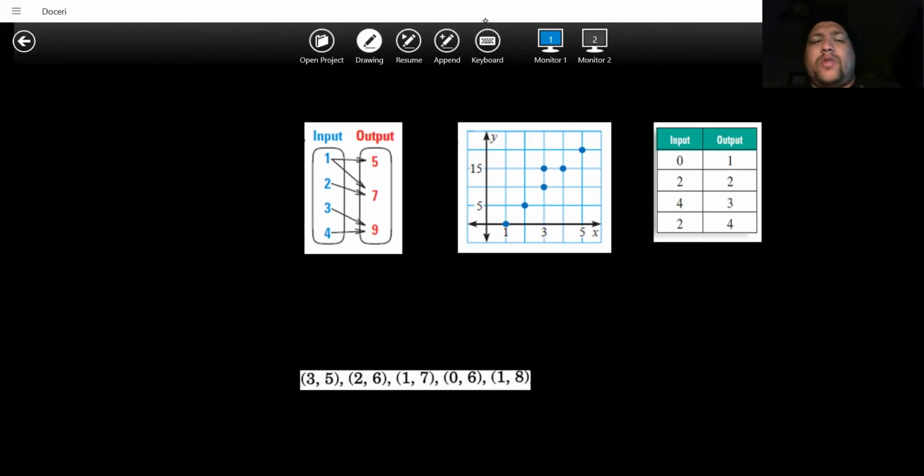Tell me what the first one, input and output, is a mapping. We have the second one being a graph, third one being a table, and the last one being coordinate pairs. So try those out. If you have any questions, let me know what you guys have. Please comment in the sections if you guys need to. I'll be checking on these tomorrow.